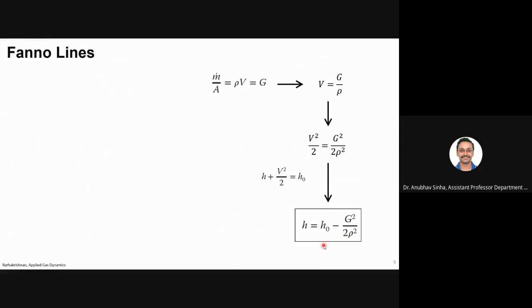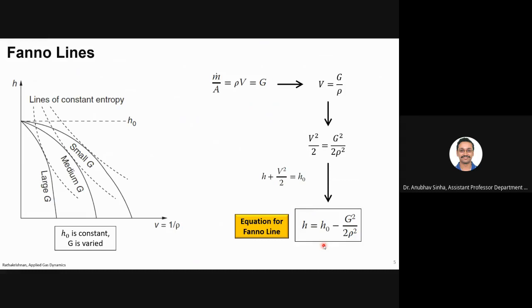Yes. Okay, so this is the equation for the Fano line. This is how we define a Fano line, and this is how a Fano line looks. Forget about this, just focus on this. These solid lines represent the Fano line. Now what we do here is, this is h and v, that is 1 by rho. h and 1 by rho. So what will vary here?